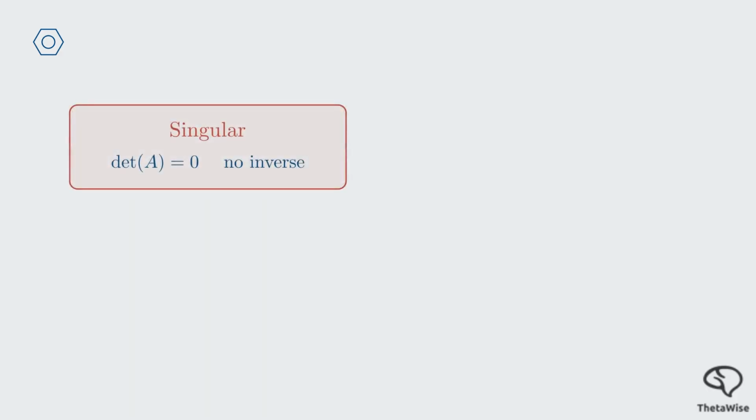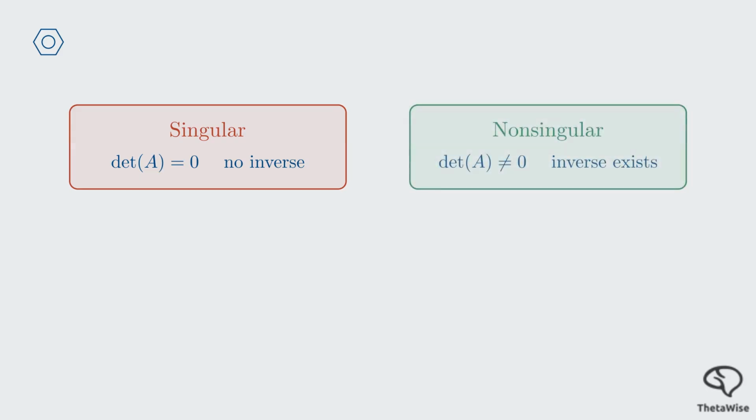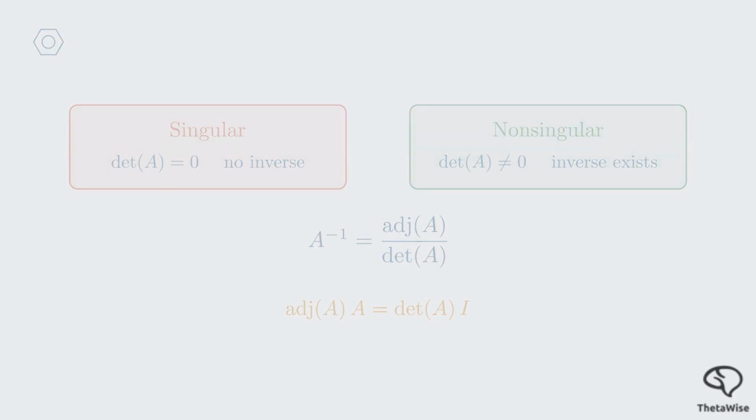Next, distinguish singular and non-singular matrices. A singular matrix has determinant 0 and cannot have an inverse. A non-singular matrix has non-zero determinant and does have an inverse. The adjoint is the transpose of the cofactor matrix, and the inverse formula is A inverse equals adjoint A divided by determinant A. The identity relation adjoint A times A equals determinant A times I explains why this formula works.